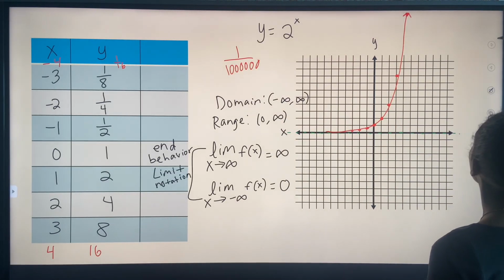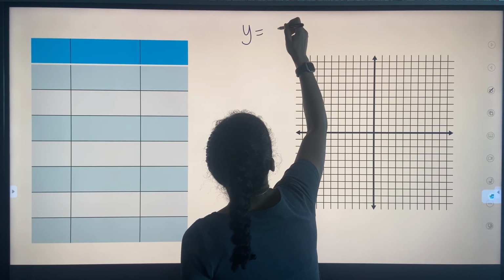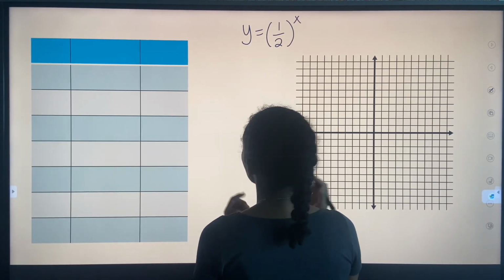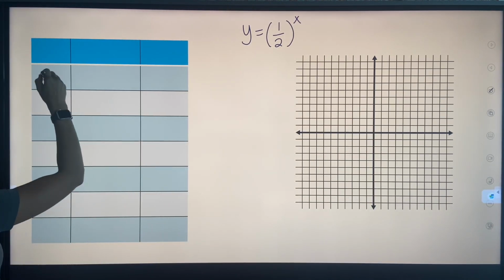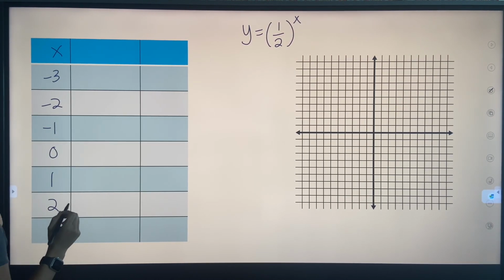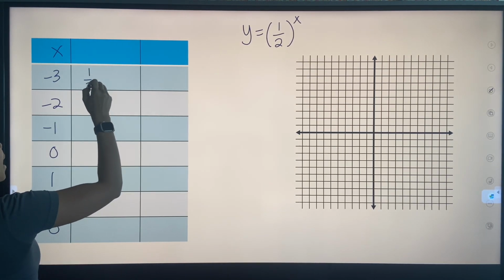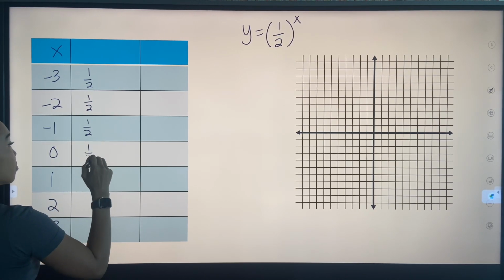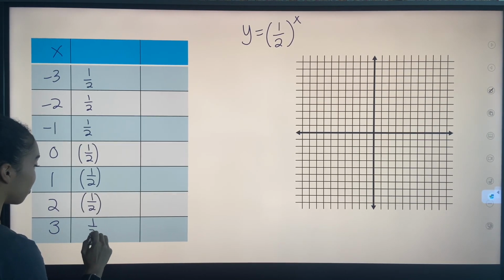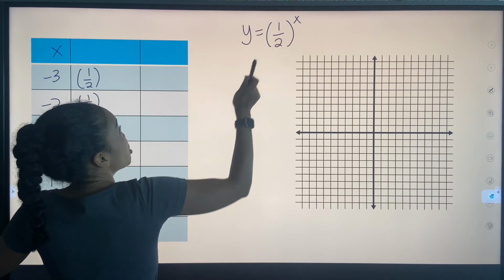Let's try another one. Let's do y equals 1/2 to the power of x. Let's try that one. So again, I'm going to use my x values. Okay, so let's show the process in this middle column. My base is 1/2 for all of these. Okay, I'll just put them in parentheses. Your exponent is what's going to change.